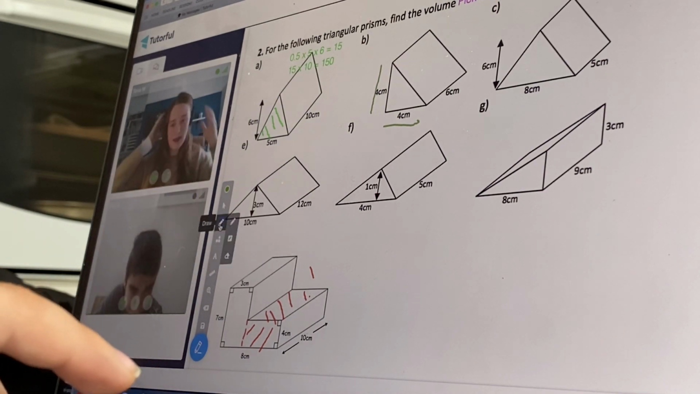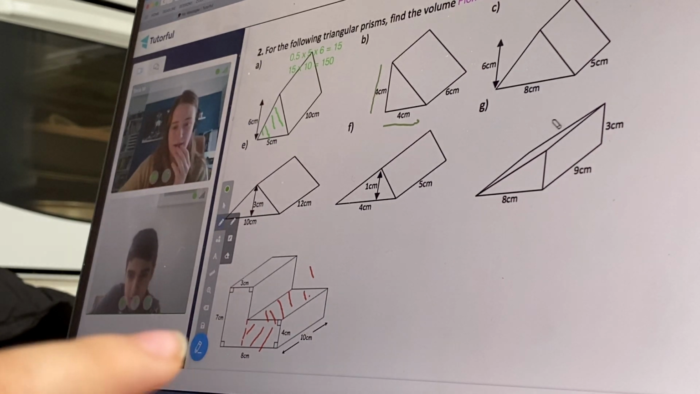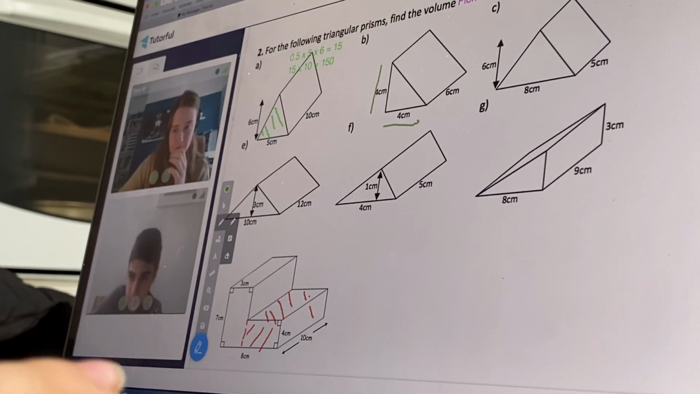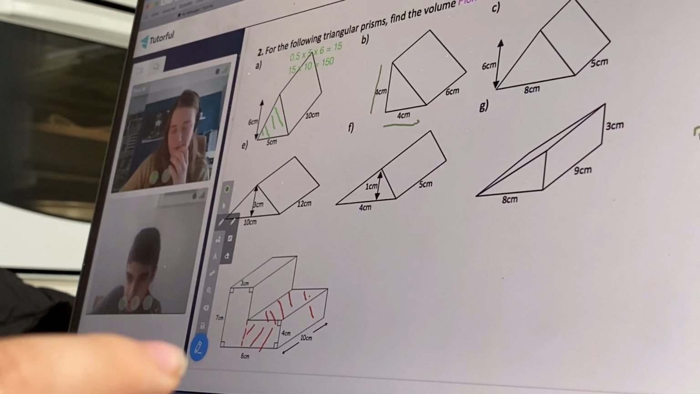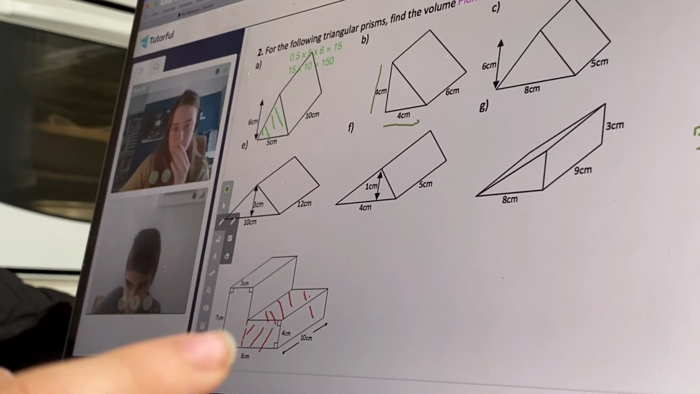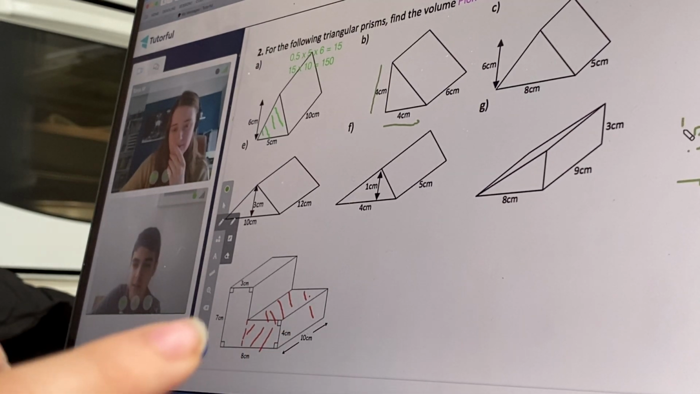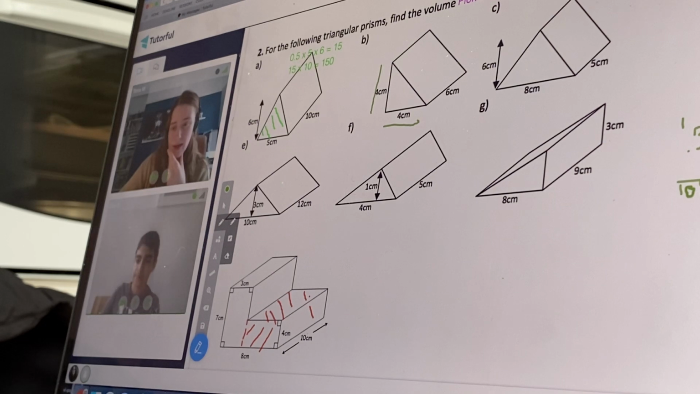Yes. Brilliant. And then what about, you pick another one. Pick C, E, F or G, and we'll do one more. G. So G. Brilliant. So we're going to half 8, so it's going to be 4. Yeah, and then multiply it by 9. It's going to be 36, and then 36 times 3. 18, 9, 10, 108.